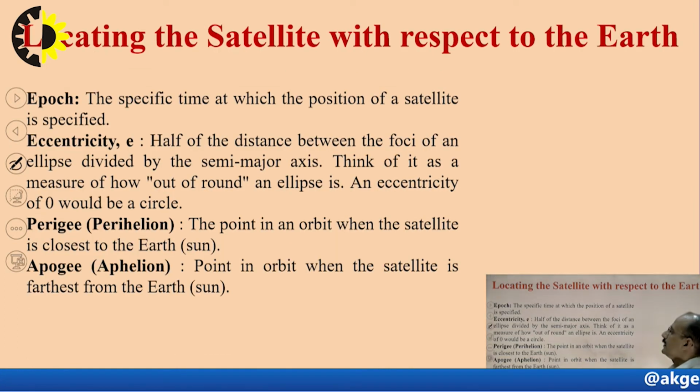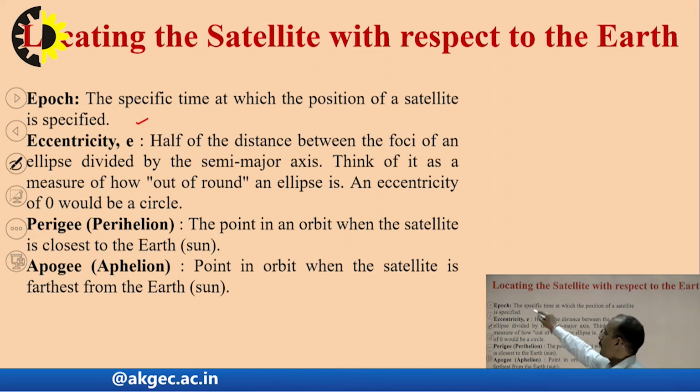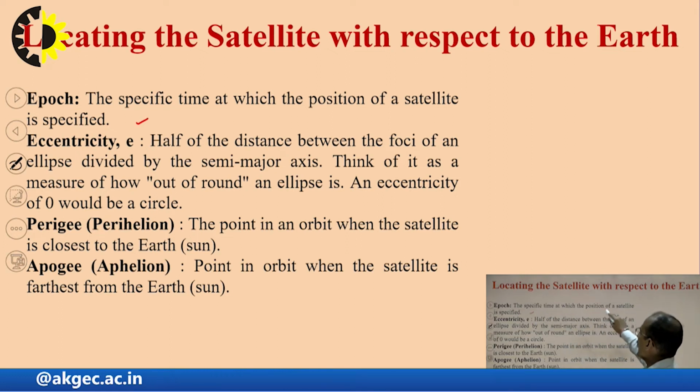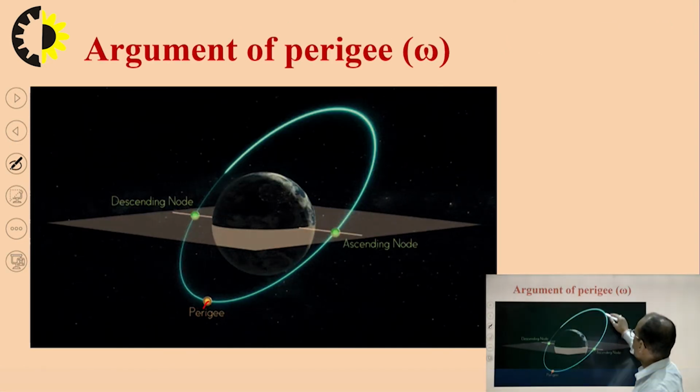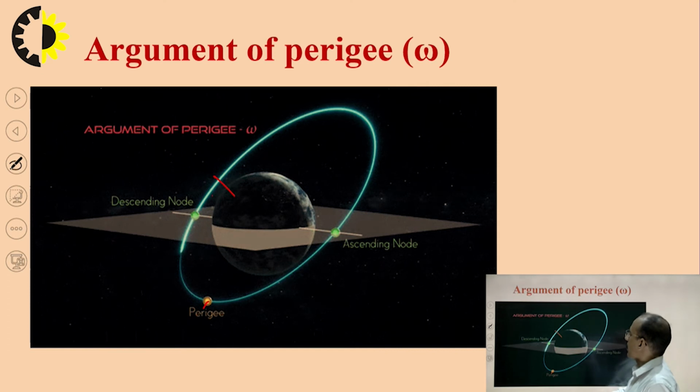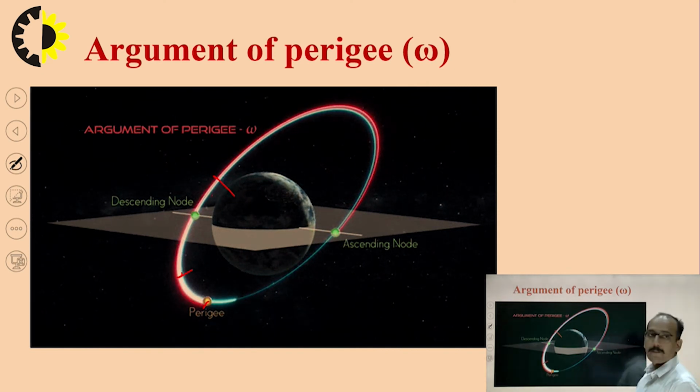Similarly, for locating the satellite with respect to the earth, we always have to define some specific definitions, because these all are going to help you to locate the satellite in the orbit. So first one is the epoch. Epoch is the specific time at which the position of a satellite is specified. Means here, if the satellite is here, this is the epoch. If it is here, this is the epoch.